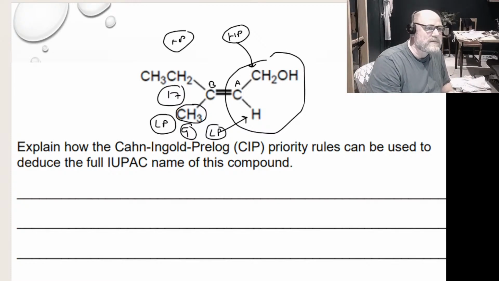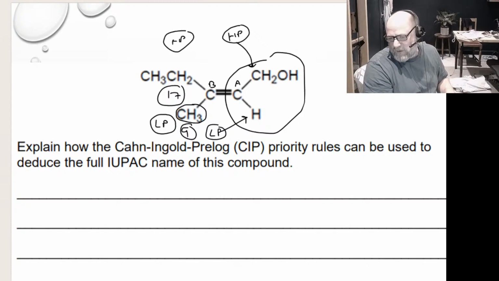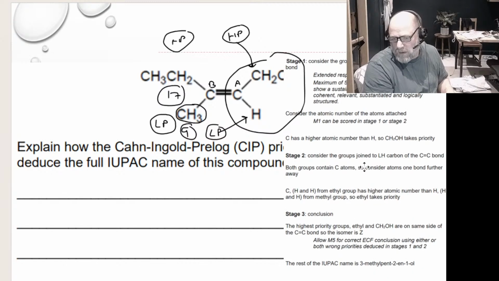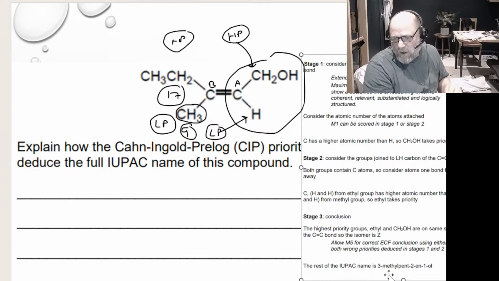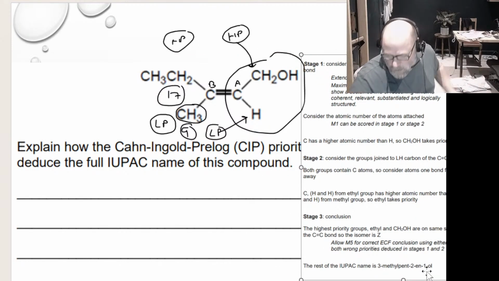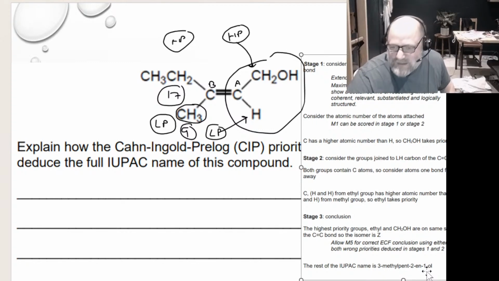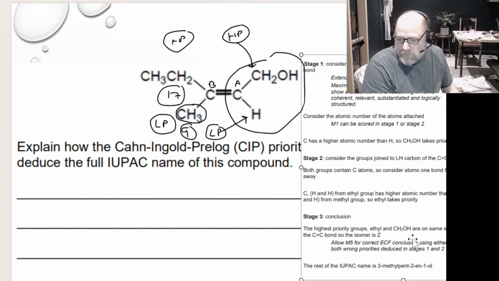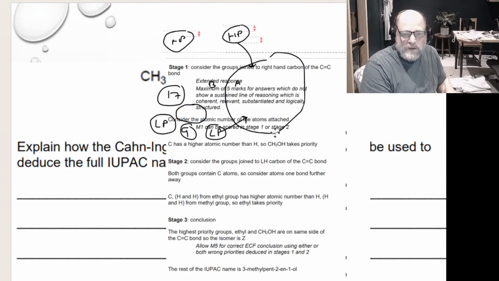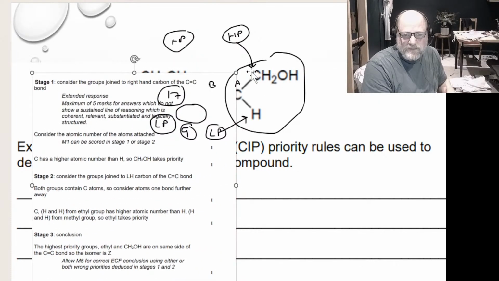Okay, let me put the answers up, right? Hopefully they've actually named it for us. So, did they actually name it? 3-methylpent-2-en-1-ol. And that means, yep, you were correct. And it's Z. So there you go. Maybe you guys can see that.